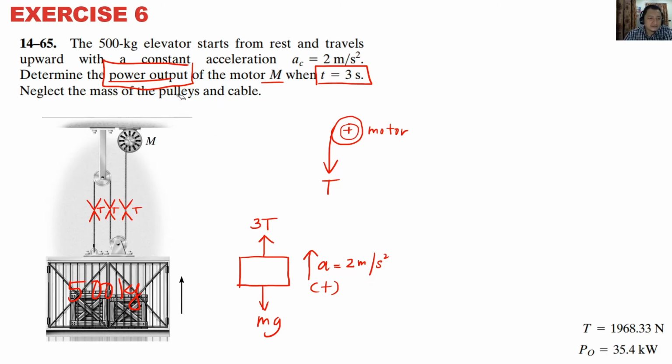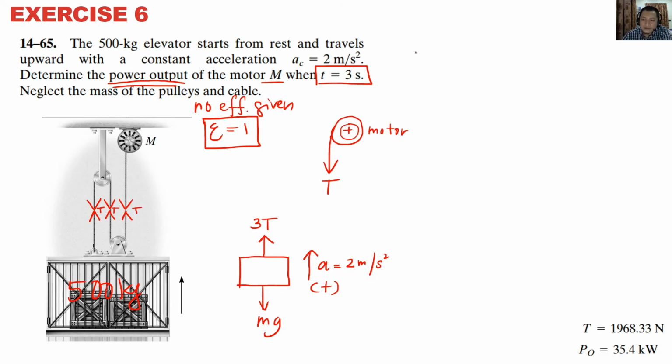Apparently power output. So no efficiency given. So assume efficiency is equal to 1 lah. Determine the power output of the motor when time is equal to 3 seconds.